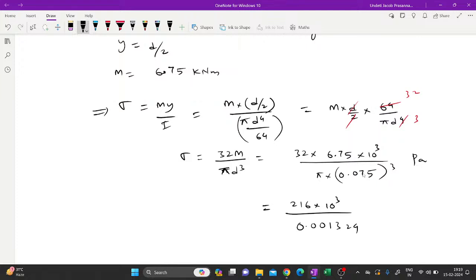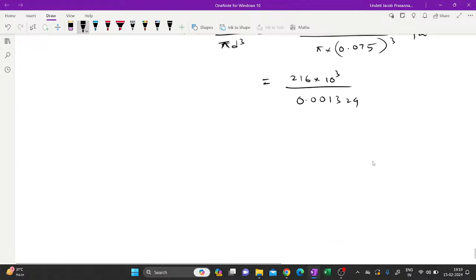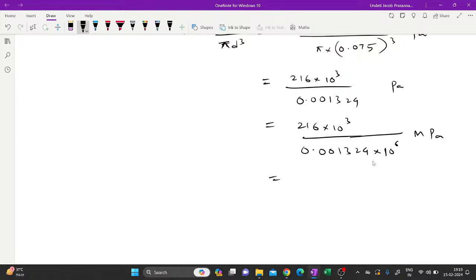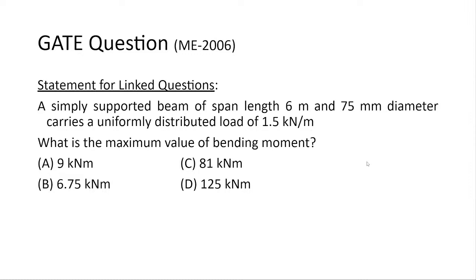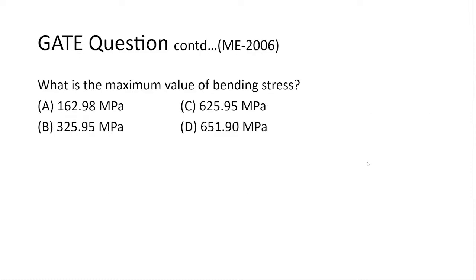If you simplify this, 216,000 divided by 0.001324, and it is coming in Pascal. To get it in megapascal, we need to multiply the denominator, 0.001324, by 10 power of 6, because the options are in megapascal. It is coming out to be 163.141 megapascal, which is approximately option number A.